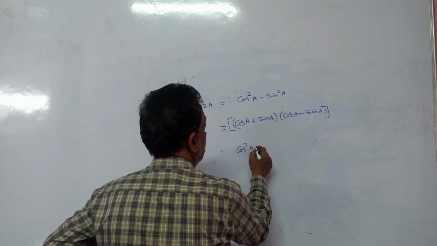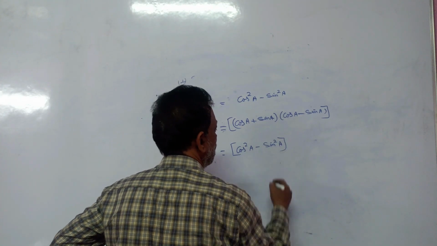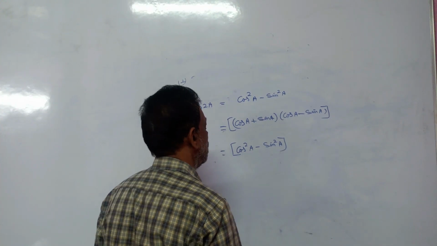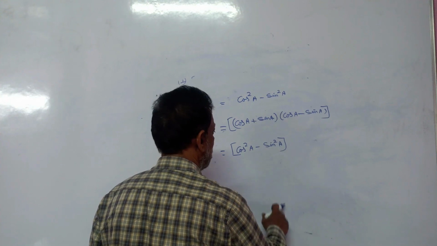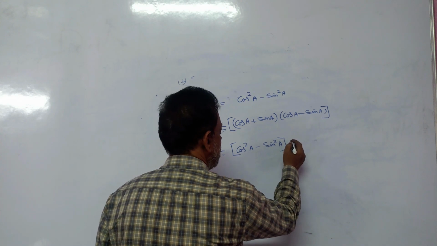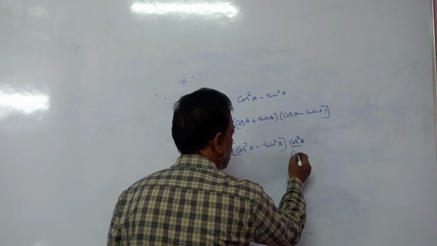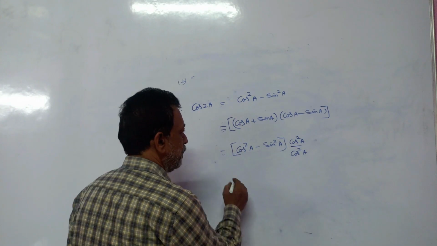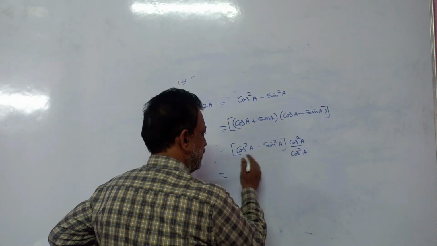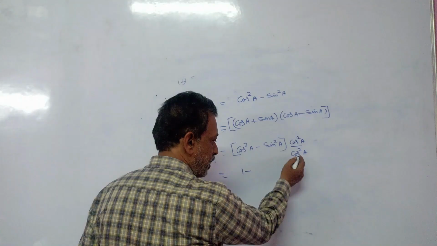Cos square A minus sin square A. Multiply and divide with cos square A. If I multiply and divide with this one, I can take this fellow inside. That is 1 minus sin square A by cos square A, which is tan square A.